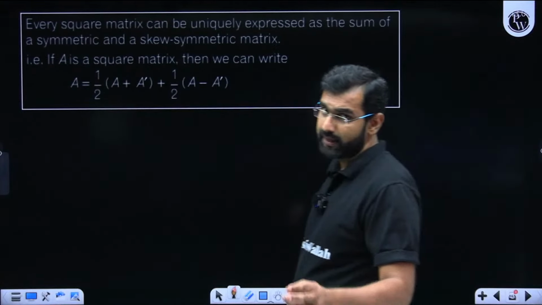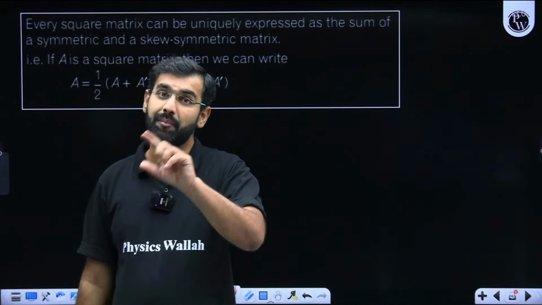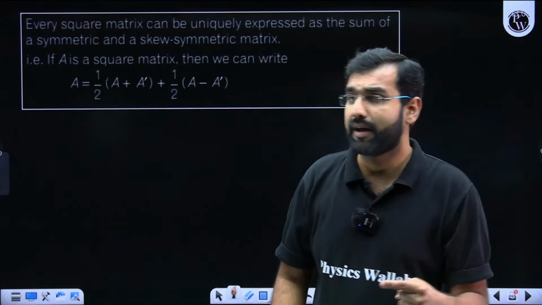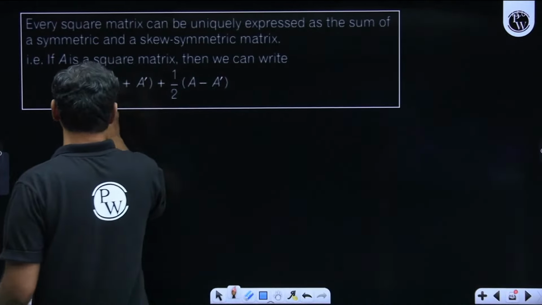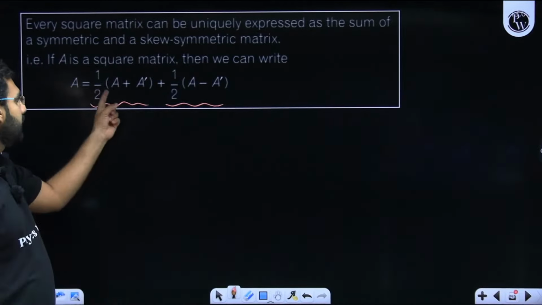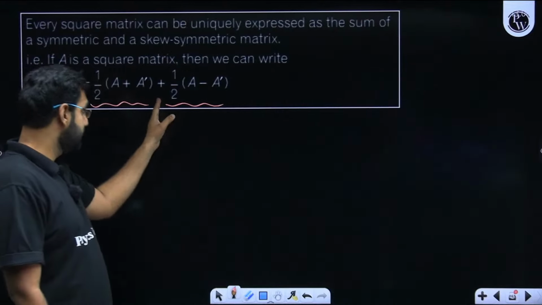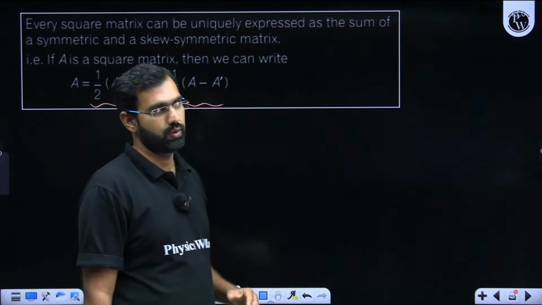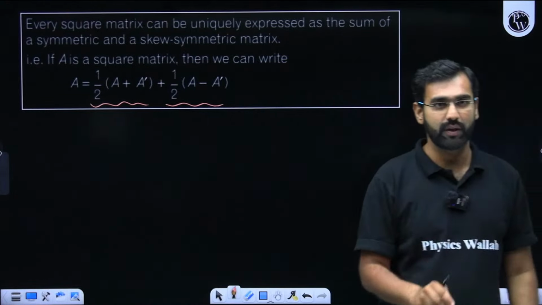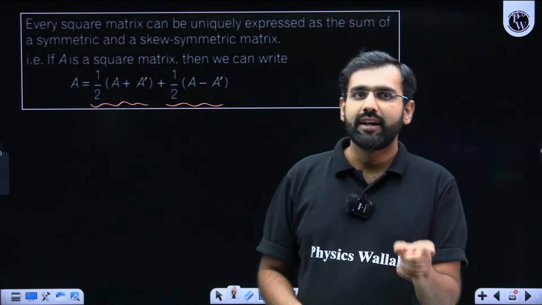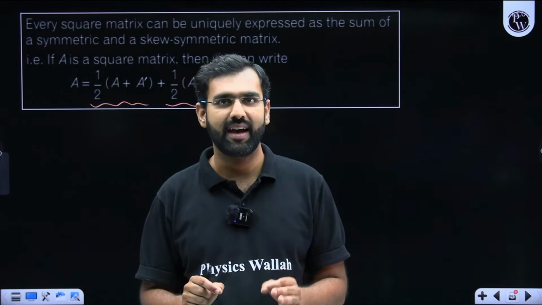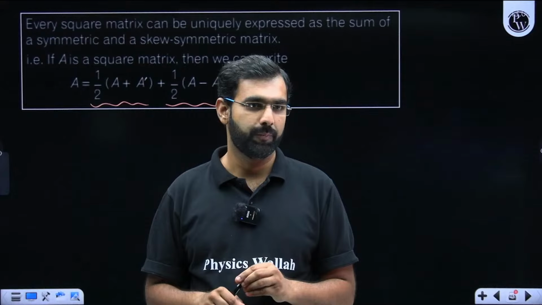We all know that a function can be represented as a sum of an even function and an odd function. Similarly, a matrix can also be represented as a sum of a symmetric matrix and a skew symmetric matrix. Symmetric means A plus A transpose by 2. Skew symmetric, A minus A transpose by 2. I hope you know that result without any confusion. And I hope you do remember that result as well, that odd degree skew symmetric matrices will always have the determinant to be 0.